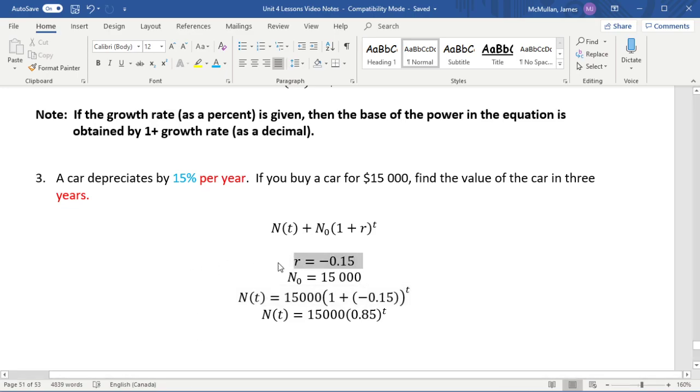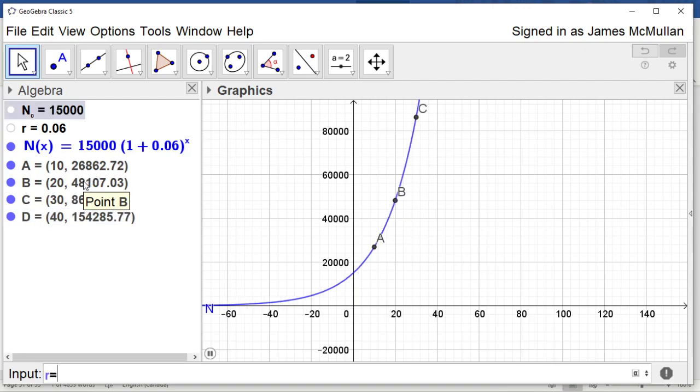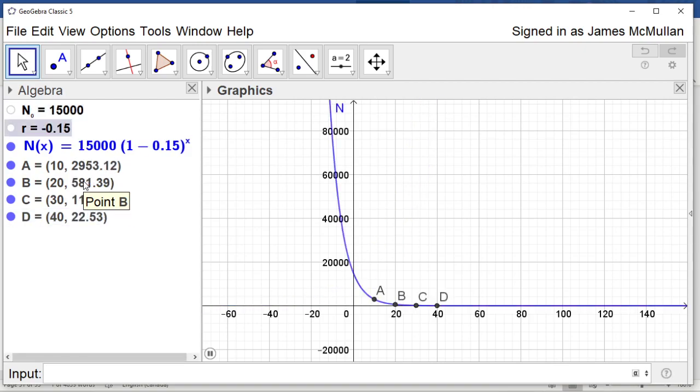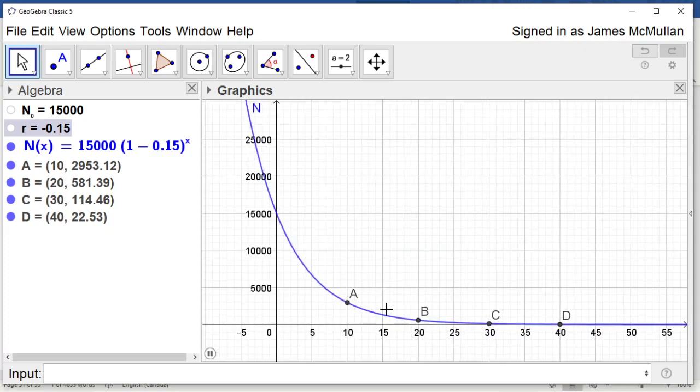But let's graph it again so we can have a look at this. So let's change N0 to 15,000. And we'll change R to negative 0.15. So our $15,000 car, 40 years later, is worth 22 bucks. Now, again, is this model that useful for a car that's 40 years old? I mean, maybe. A car that's 40 years old is probably only good for scrap metal.